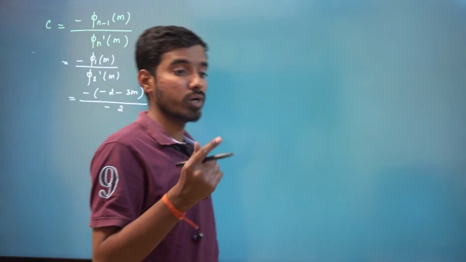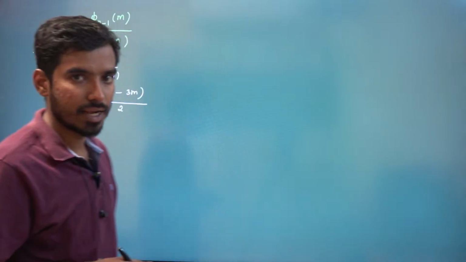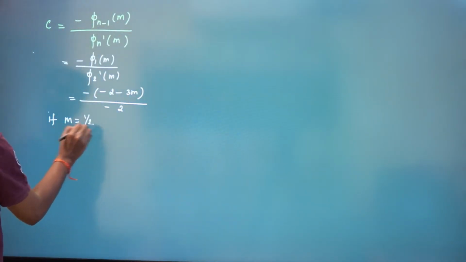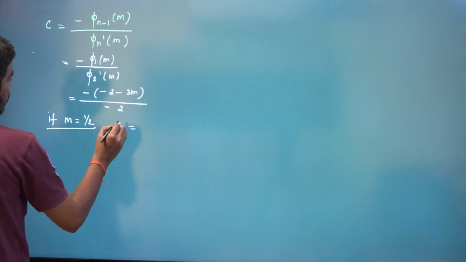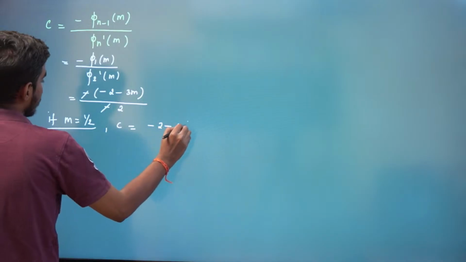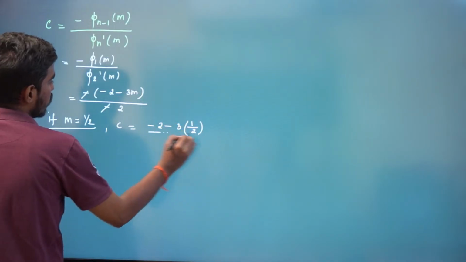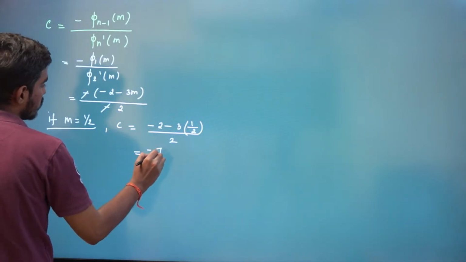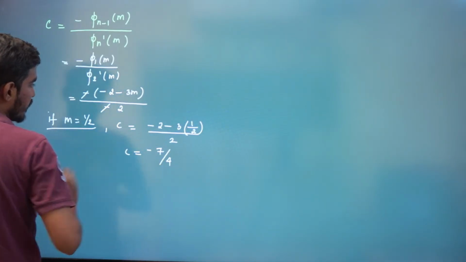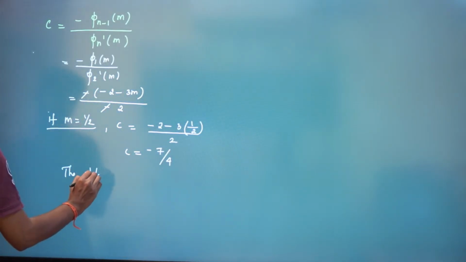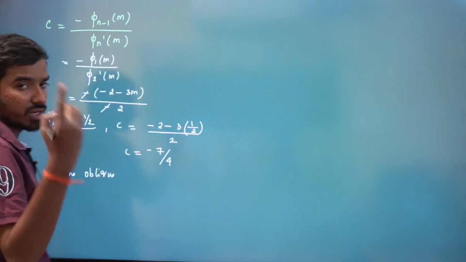Now you have to plug in the m value. For m is equal to 1 by 2, I'm going to find the c value, right? If m is equal to 1 by 2, the corresponding c value is given by, so these two will get cancelled. So minus 2 minus 3 times 1 by 2 whole divided by 2. So minus 4 minus 3, minus 7 by 4, right? Minus 4, minus 3, minus 1. Yes. So therefore, only one oblique asymptote is here because we are getting one value of m.